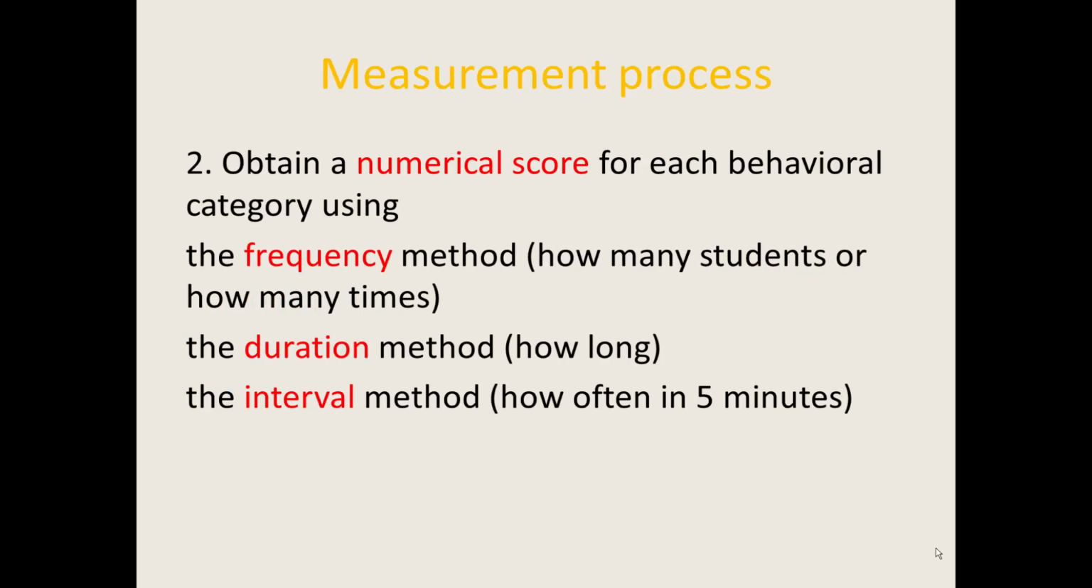The second step is to obtain a numerical score for each behavioral category, and you can do this by using the frequency method. For example, how many students are involved in this behavior. The duration method, like how long each student or group of students is involved in this. And you can also use the interval method, which means that in a given time interval, how many times or how often this happens, like per minute or per hour.